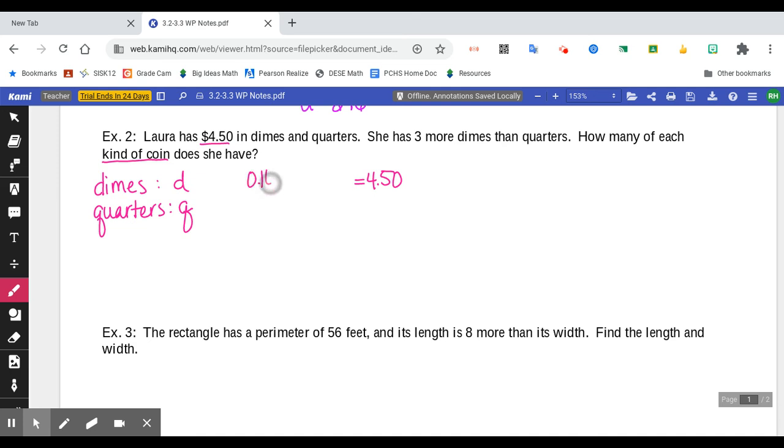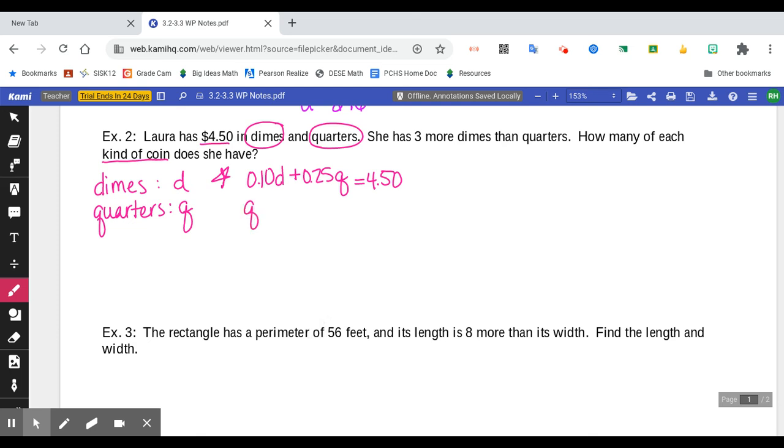So if I put 0.10D, 10 cents for a dime, plus 25 cents for each quarter, that's going to give us our total of $4.50. So these are going to come up quite a bit, where they won't tell you the value of those, but you know the value of a dime and a quarter and a nickel and a penny. So make sure you're paying attention to that. That'll be your money one every time. And then she has 3 more dimes than quarters.